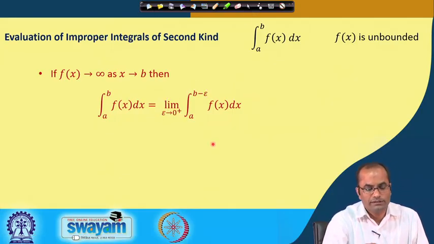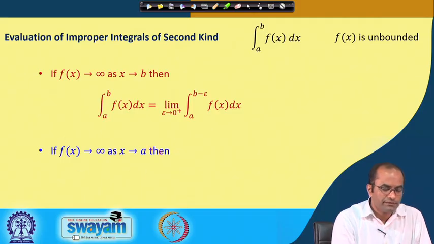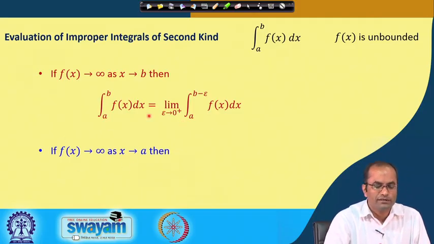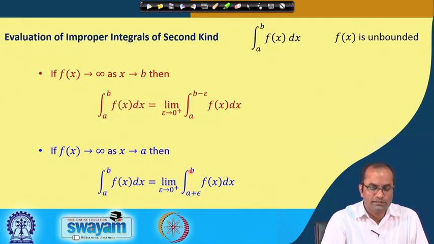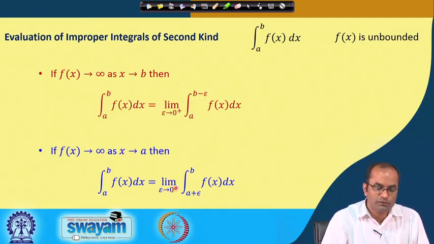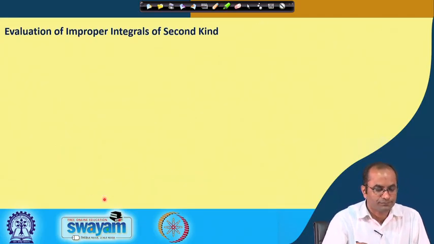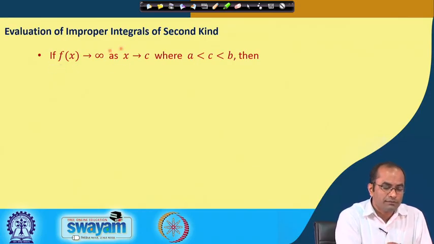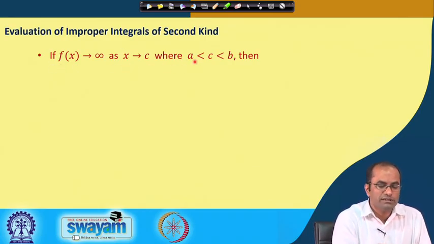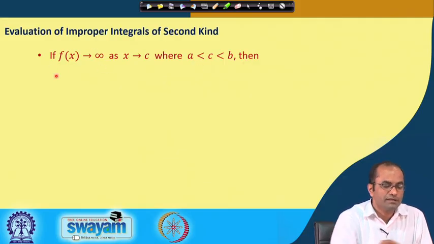So, here we have this integral, and in the second case, when f(x) goes to infinity as x goes to a, we will use the same idea, now using a plus epsilon. Again the point a, where the problem was in the integral, is avoided, and later on we will take epsilon approaching 0 from the positive side to evaluate this improper integral. Then for the evaluation of the improper integral of the second kind, when some other point x approaches c, where c is a point in (a, b) and f(x) becomes unbounded.